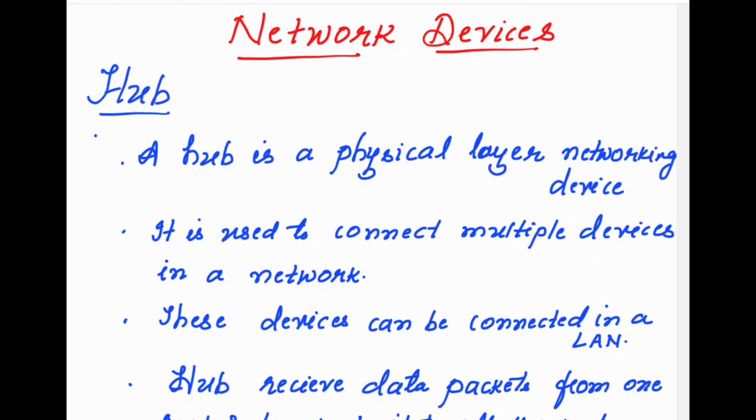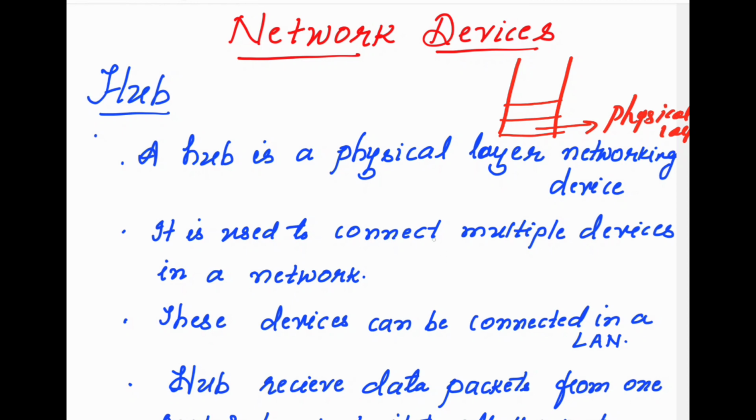A hub is a physical layer networking device. As I said in my previous video, it operates on the physical layer, and you know very well that out of the 7 layers in the OSI model, the bottommost layer is called the physical layer, and this is the layer on which the hub operates. It can connect multiple devices in a network.